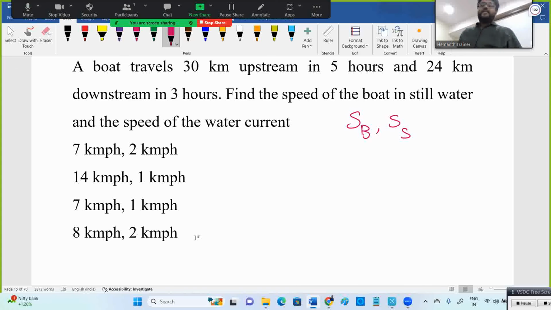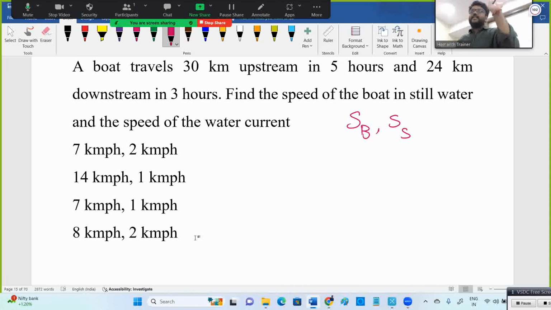Listen, boat speed will be calculated in still water only. That's why they call it the speed of the boat in still water. We know that in a river, the water is also flowing. So the speed of the water is called the speed of the stream, or speed of the current. They're asking for the speed of the boat as well as the speed of the water flow. Right? You are going upstream. Listen, this terminology is badly required, or else this question is very easy.